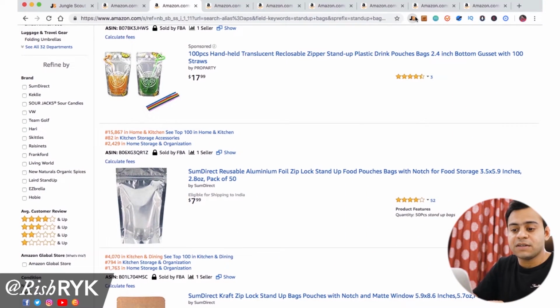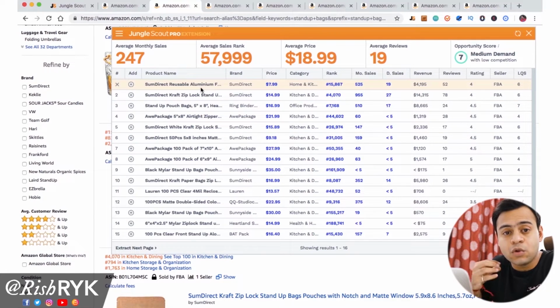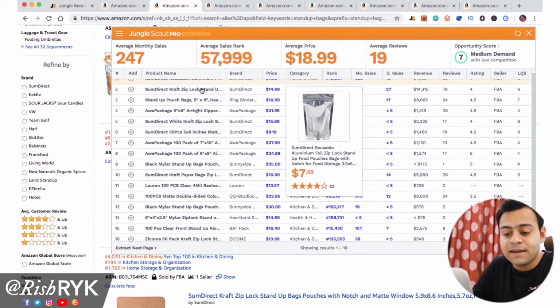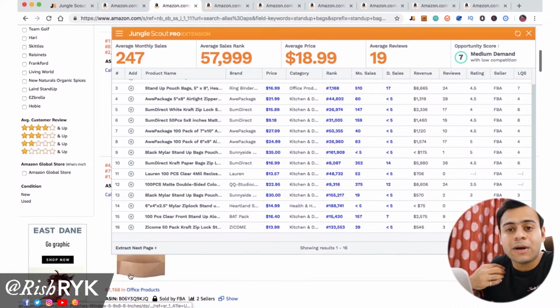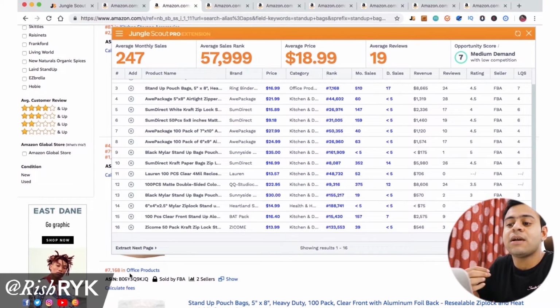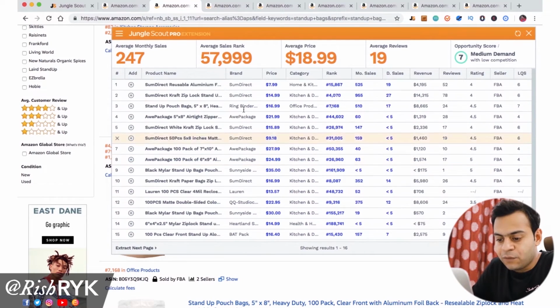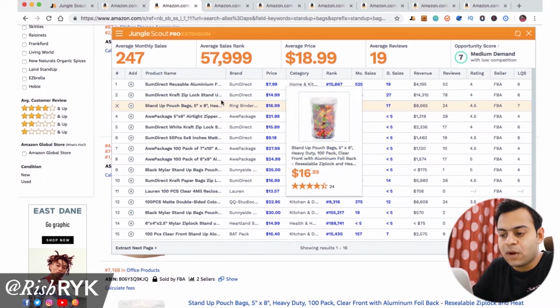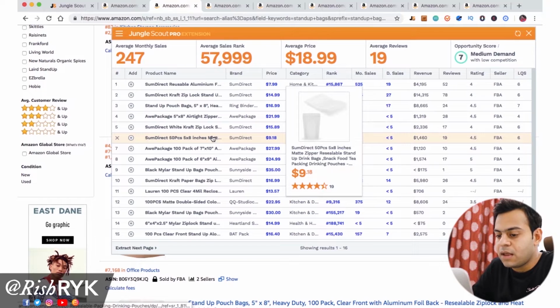So don't worry about them. JungleScout ignores those products and gets the data of the ones which are coming organically, which means they are coming from the system of Amazon, from the backend database of Amazon on this page when a customer is searching for this keyword. So the products that you see over here are the ones which are coming automatically from Amazon.